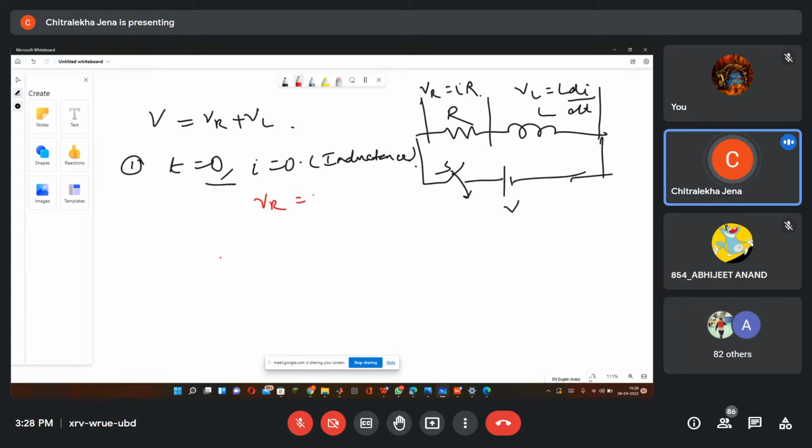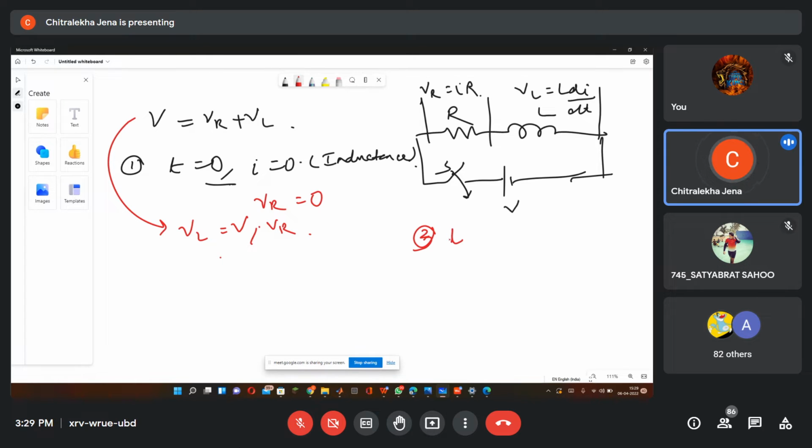Okay, so I equal to 0 means simple, my VR is equal to 0. So what is my VL equal to? Capital V. VR is equal to 0. Understood now? What happens just at the instant I have closed the switch? Got it? Now coming to the third instant.